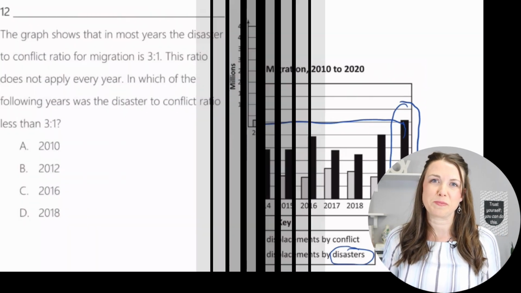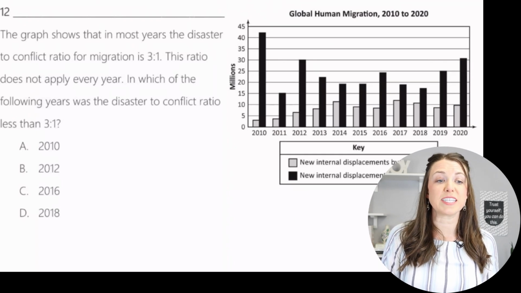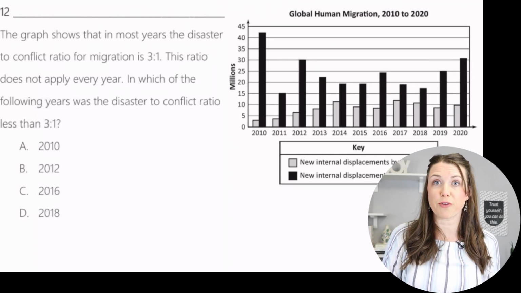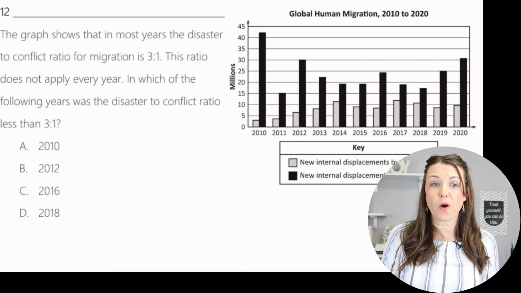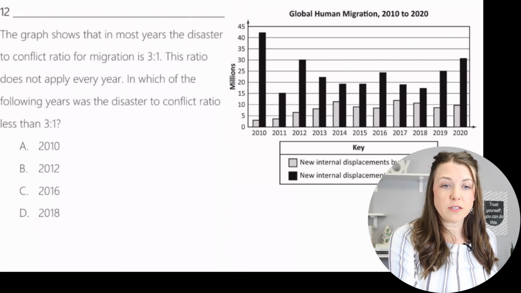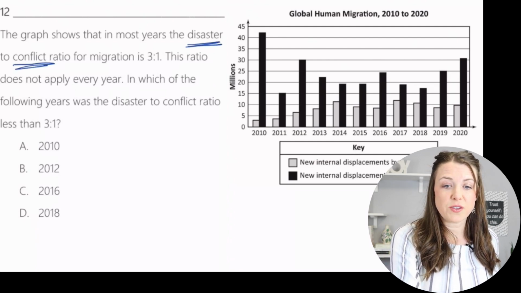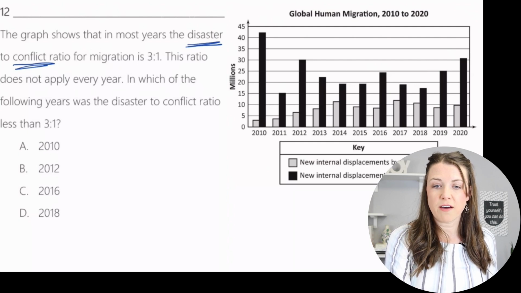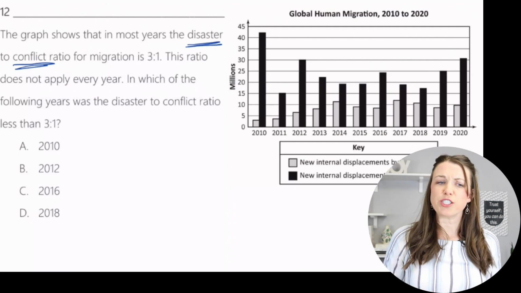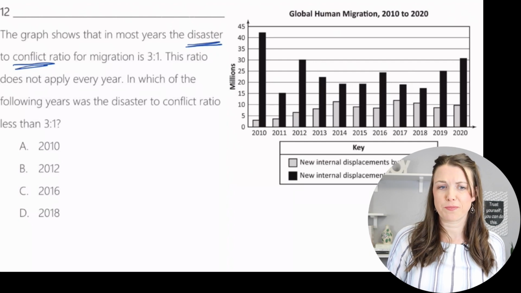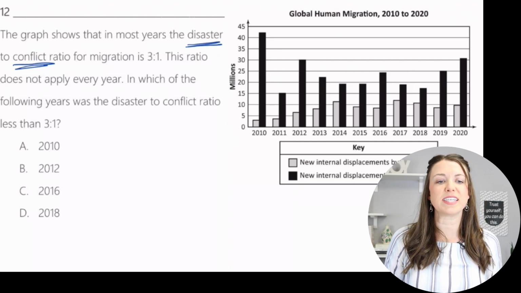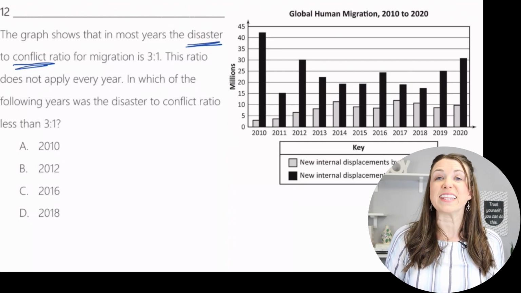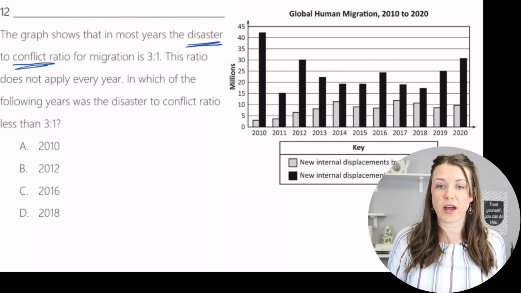The graph shows that in most years, the disaster to conflict ratio for migration is 3 to 1. So disaster to conflict. So that means that disaster here is higher and the conflict is lower. So the disaster is the 3 and the conflict is 1. This ratio does not apply every year. In which of the following years was the disaster to conflict ratio less than 3 to 1?